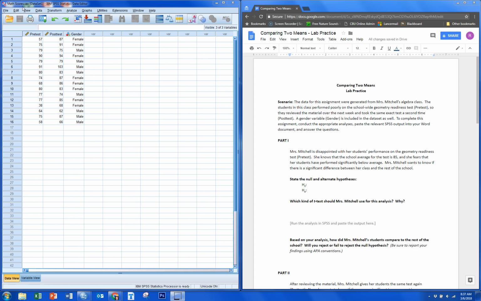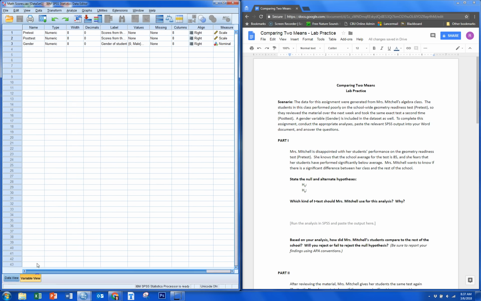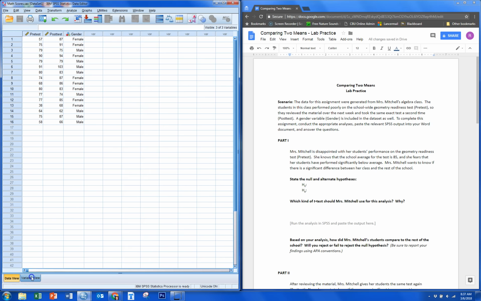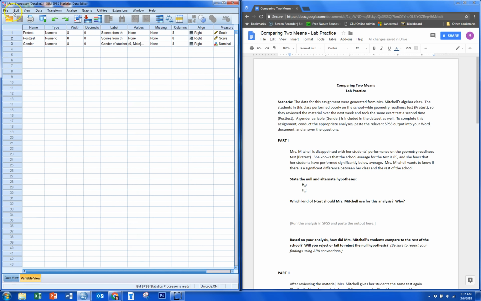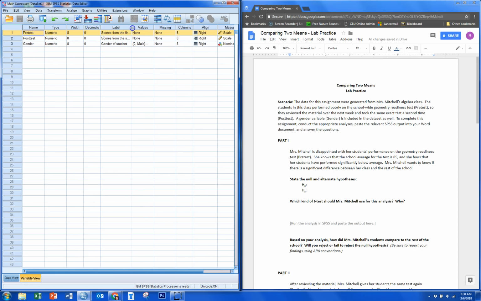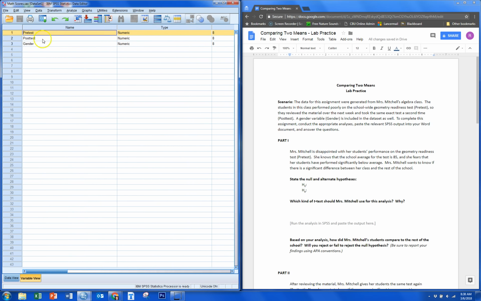Some of you may be new to SPSS, so I'll point out a couple of features and highlights to help orient you to the software program as well. In this data set, we have three different variables. So I'm switching between the data view and the variable view, and we're within the data editor window. So here in the variable view, we see that there are three different variables. Pretest, and this variable is labeled scores.